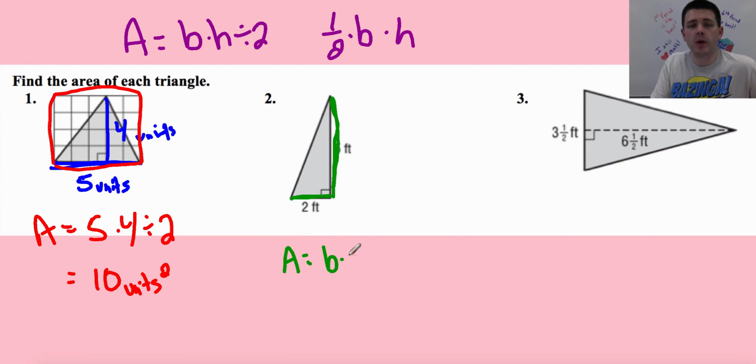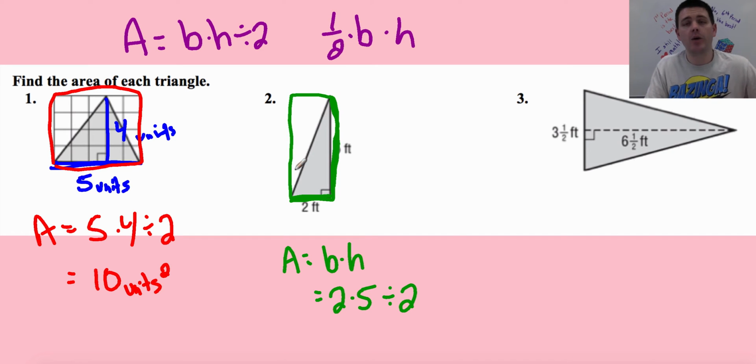So I'm going to do base times height, 2 times 5, but then I'm going to divide by 2, because if I just did 2 times 5, I would be finding this big rectangle. I don't want the area of the whole rectangle. I want half of it. I just want my triangle piece. So that's why we always divide by 2 when we find the area of a triangle. Because we don't want the whole rectangle, we just want the half that makes up our triangle.